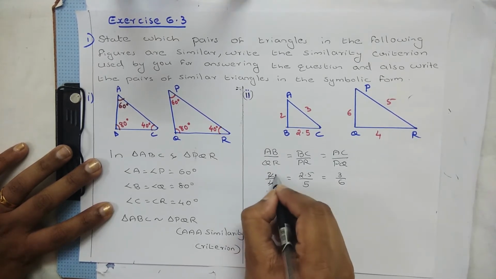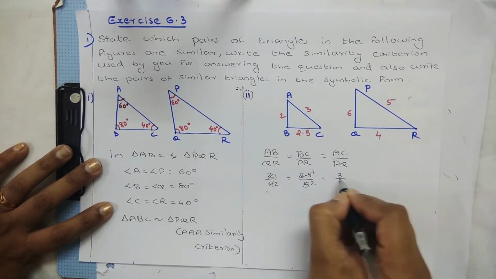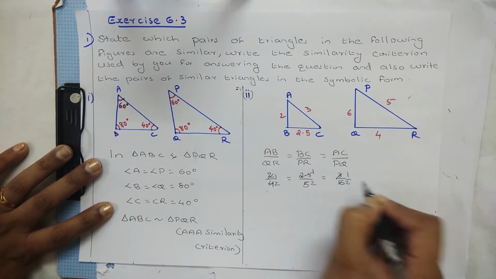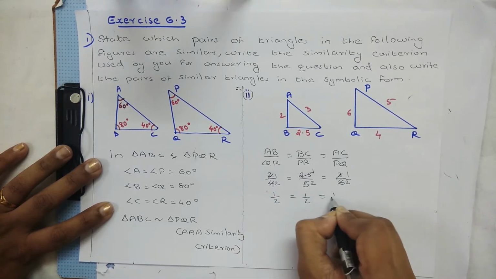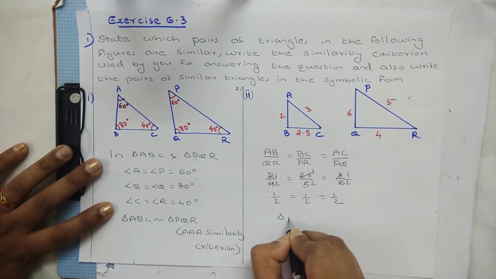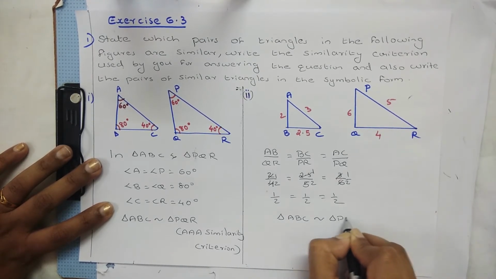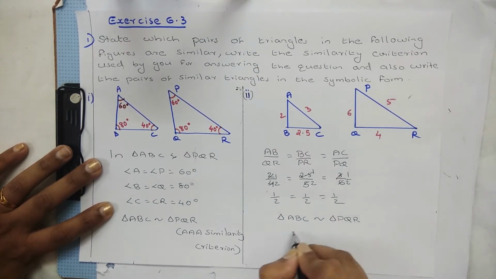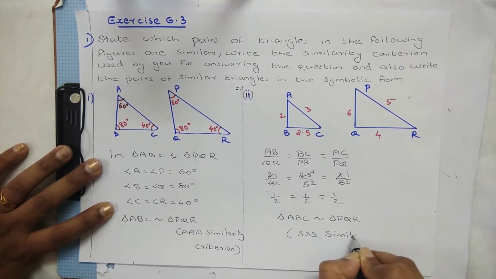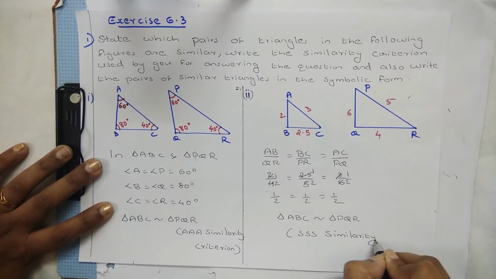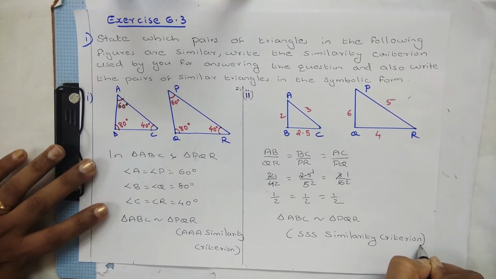Now this is cancelling 1 by 2. This is also cancelling 1 by 2. This is also 1 by 2. Right? So you are getting 1 by 2 is equal to 1 by 2 is equal to 1 by 2. That means triangle ABC is similar to triangle PQR by SSS similarity criterion. Next question.